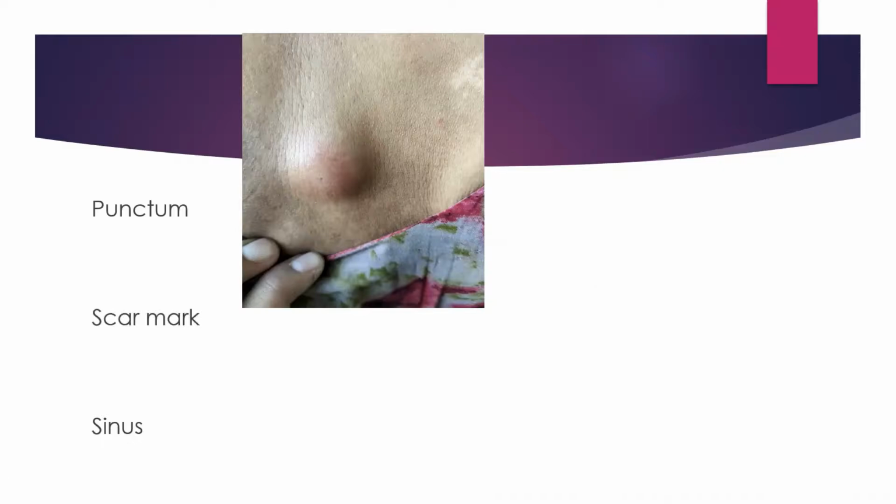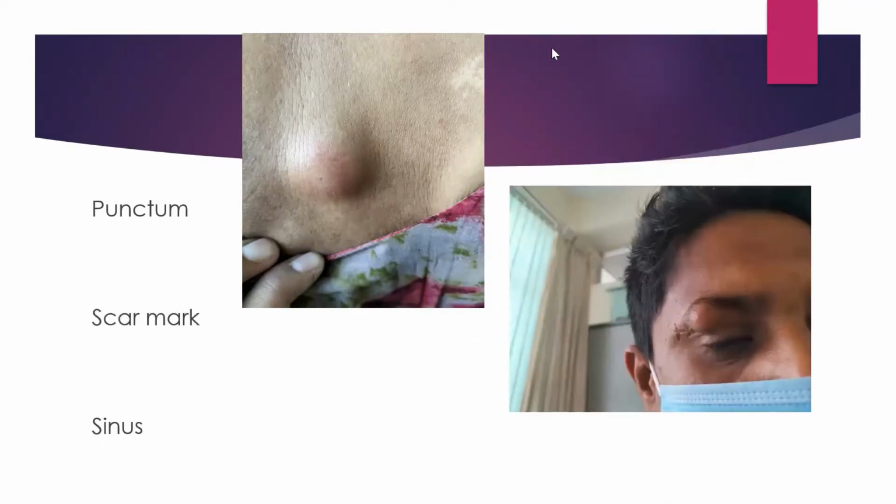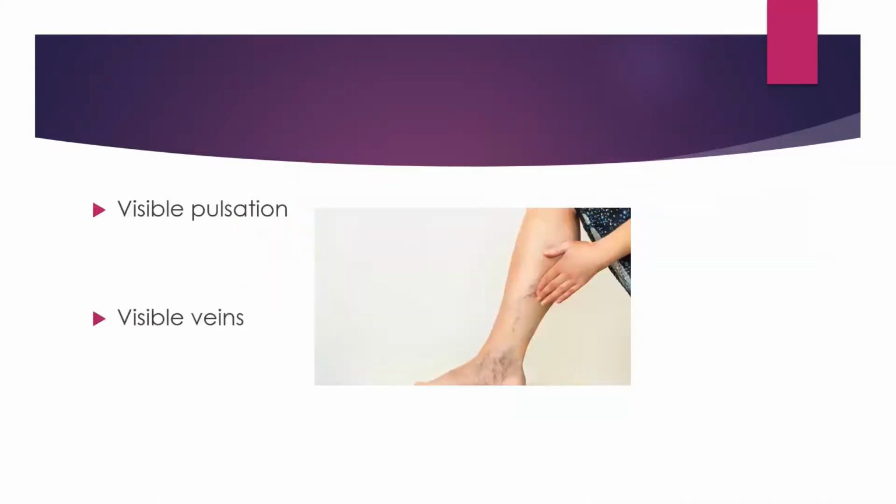Also, in recurrent swelling, there can be a scar mark. You are visualizing a scar mark over that region, so mention the scar mark. You have to mention the scar mark as well. And also if there is any sinus tract, periaqueous sinus, or any sinus tract, you have to mention it in the heading of condition of the overlying skin.